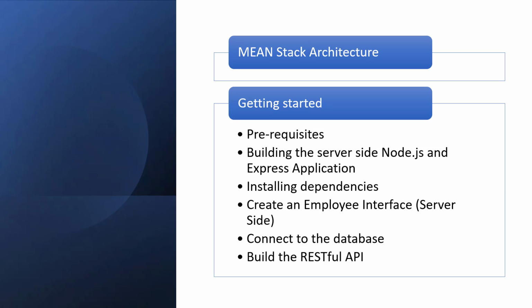Now, continuing with what we'll be covering in this two-part series, I am just taking the first part, one part at a time. The next part, part 2, will be about building the front end with Angular. So first of all, we'll discuss the MEAN stack architecture, and then we'll see getting started with the prerequisites and building the server-side Node.js application, installing dependencies, creating an employee interface server-side and connecting to the database, and then building the RESTful API.